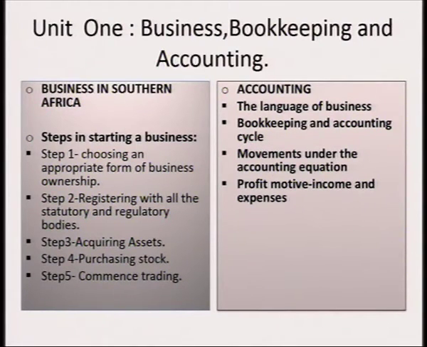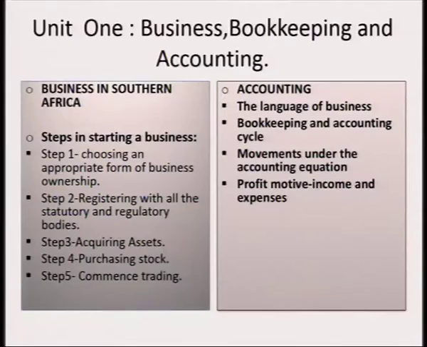Step 1 is choosing an appropriate form of business ownership. So you have to think about what type of business you want to establish. Maybe you want to become a sole trader, a partnership, or a company. Step number 2, you have to register with all the statutory and regulatory bodies.